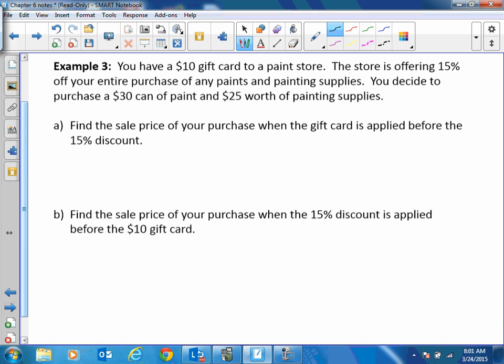Okay, it says you have a $10 gift card to a paint store. The store is offering 15% off any purchase of paints and painting supplies. You decide to purchase a $30 can of paint and $25 worth of painting supplies. Find the sale price of your purchase when the gift card is applied before the 15% discount.